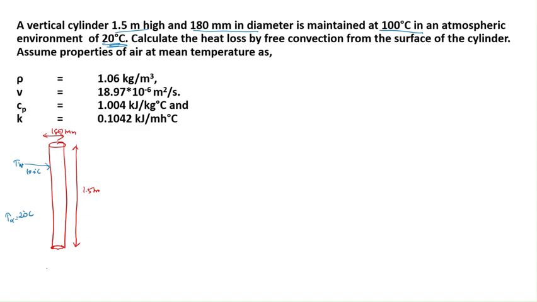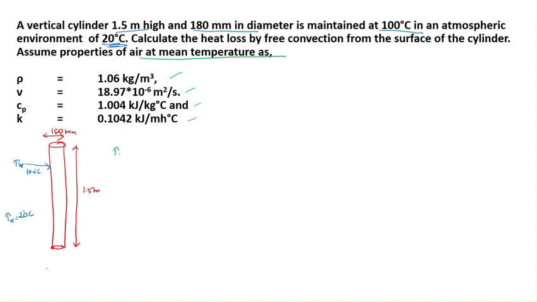Also, in the problem, assume the properties of air at the mean temperature are given. But in the previous problem we discussed in free convection, the properties can be taken from the HMT data book, but here they are given. So what is the difference between these two? One is given, another one we are going to find. So listen, we approach the problem.